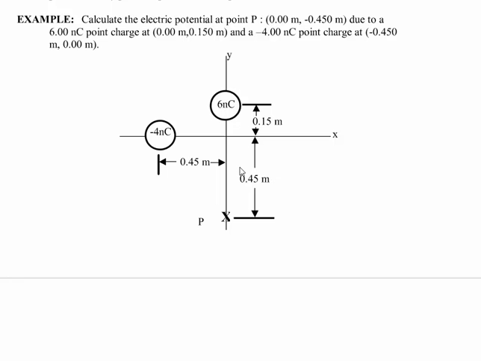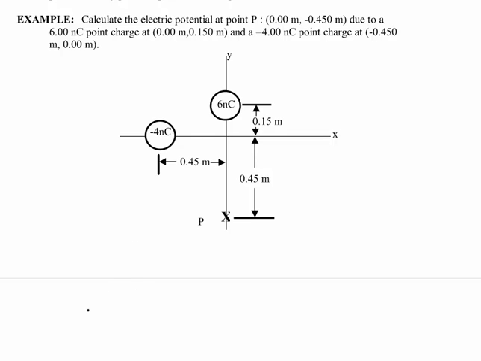In this video, we're going to actually use our knowledge of the solution of the electrical potential for a point charge to solve some problems. This problem says calculate the electrical potential at point P, which is down here, at 0 meters in the X, minus 0.45 meters in the Y, due to a 6 nanocoulomb point charge, which is located 0.15 meters above the x-axis, and a minus 4 nanocoulomb point charge that is located minus 0.45 meters along the x-axis.